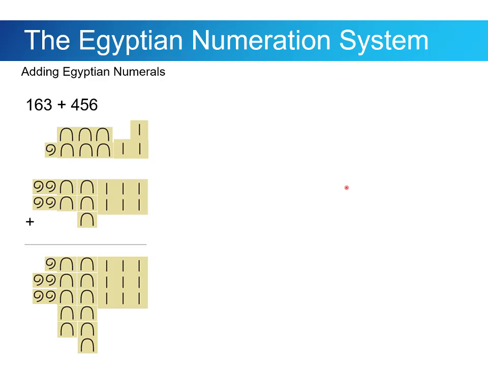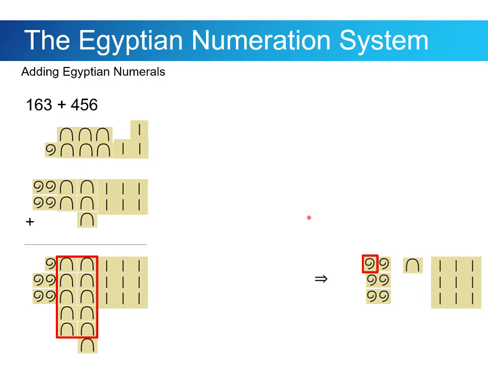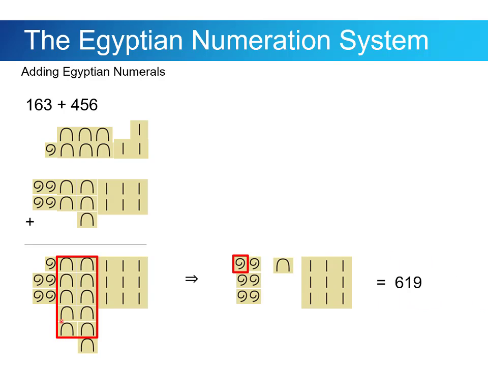Now, there is one more thing that we do at the end to clean up a little bit. Do you see what it is? Look at this. I can gather together 10 of my heel bones, and I realize, wait a second, 10 heel bones, that's the same thing as 1 scroll. And so I can take out those 10 heel bones and replace it with a scroll. And so there we go. Now we see that a little bit more clearly: 619.